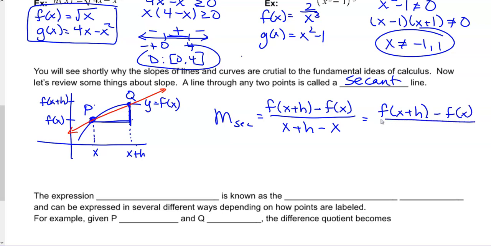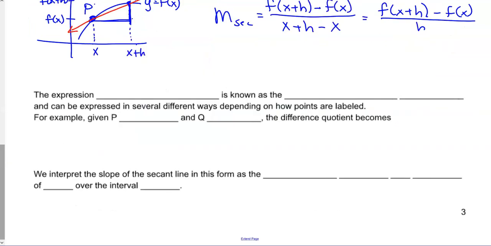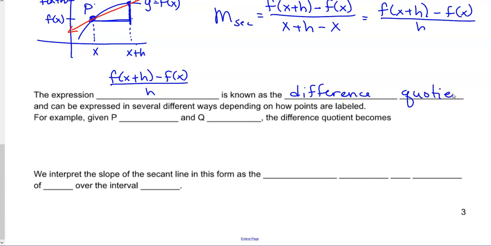Okay, so, again, we have a delay. This f of x plus h minus f of x all over h is what is known in calculus as the difference quotient, and can be expressed in several different ways depending on how many points there are labeled.